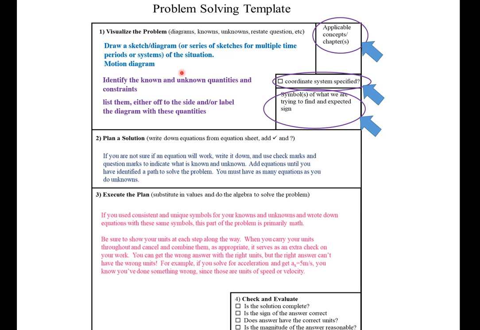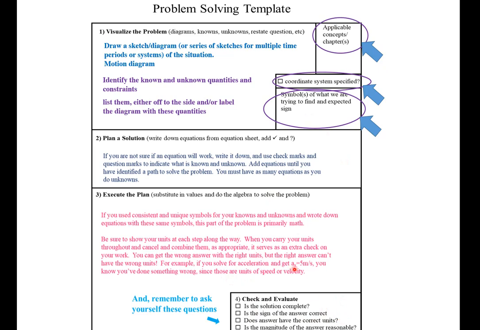So the next step, the last step, is to check and evaluate. You have to check whether the solution is complete. You can look back to the symbols of what you're trying to find out, and then you can come here and see whether you have already solved for those unknown quantities. Then, is the sign of the answer correct? You can go back to the expected sign and compare with it. And then, does the answer have the correct units? That is really important.